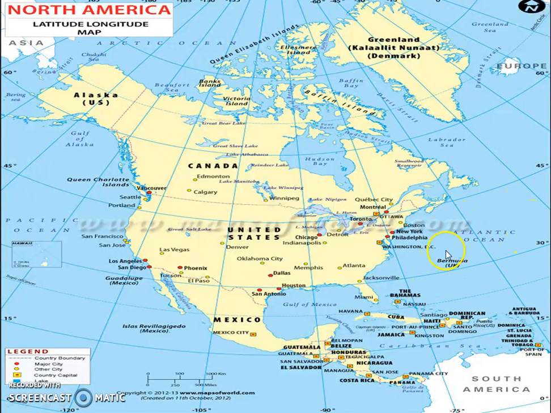The other thing is, this is also famous. You might have heard about the Bermuda Triangle, and the Titanic capsized in this ocean. Apart from that, the other waters we can see are the Caribbean Sea. This is a place, Cuba.